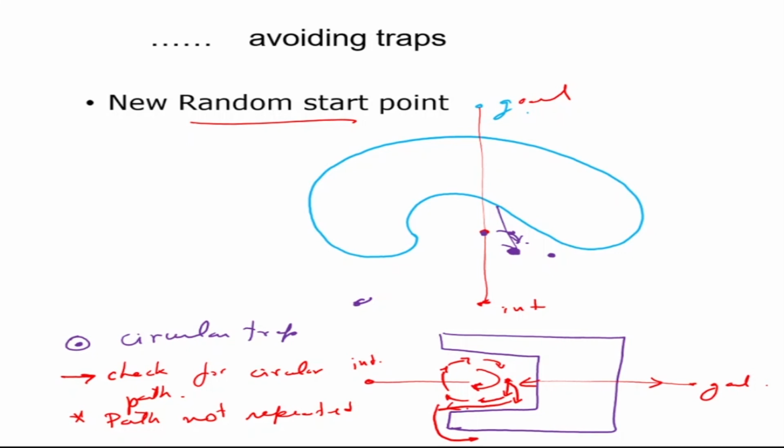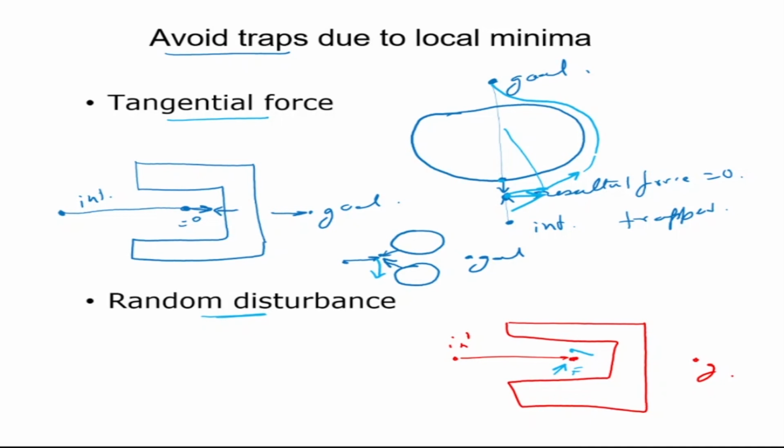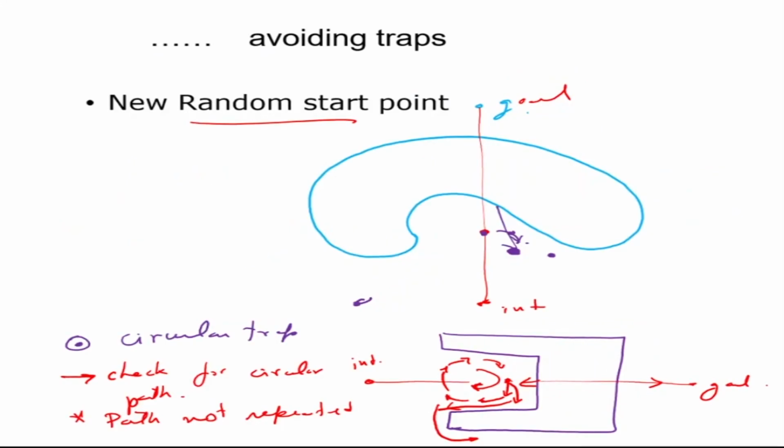Okay. So new random start point, circular trap, then we have tangential force, random force. These are all combined together. Okay, depending on which one. Again, the question, which will work best? That's a difficult question. Path planning is completely geometry based. So depending on the kind of obstacle that is there, a particular method will work or won't work.